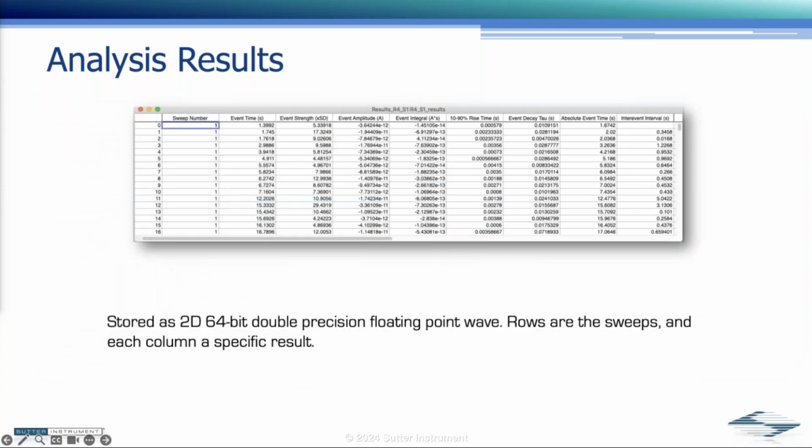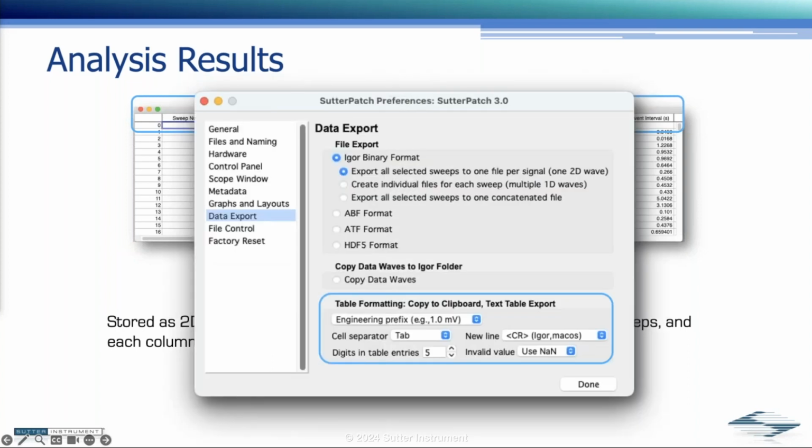Tables are stored as 2-dimensional 64-bit double precision floating point waves, where rows are the sweeps and each column has a specific result. Dimension labels are used to properly mark the columns. SutterPatch provides table formatting settings in the Set Preferences data export window for making these waves easier to read and export. As I mentioned earlier, we use native units for storing the data, but for display and export, the table data is parsed based on these settings.